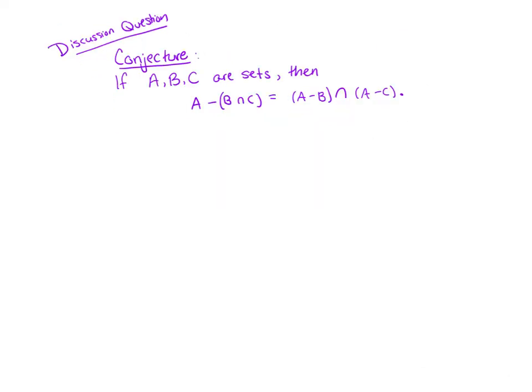So here's one for you to try. You have the following conjecture. If A, B, and C are sets, then A minus B intersect C is equal to A minus B intersect A minus C. So this is very similar to a homework question you have on this week's homework that you worked on in class on Tuesday. So I encourage you to compare this to that homework question and see if you can come up with a proof for it or if you can show that it's not true. So determine if this is true or false. If it's true, give a proof, and if it's false, find your counterexample.